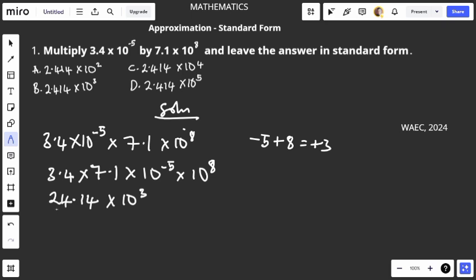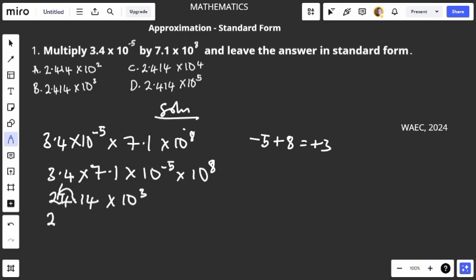Now, having reached here, this is not the answer because this is not in standard form, and of course you've not seen it in the options here. For this number to be in standard form, the decimal point has to move after the first whole number. There should be only one whole number before the decimal point. So you can't have 24 point something as a standard form.